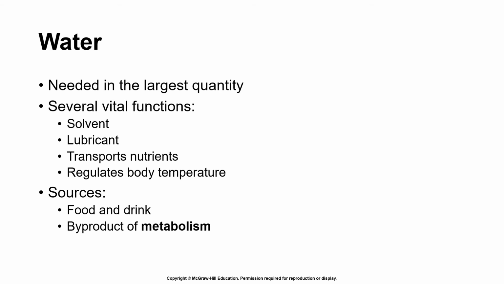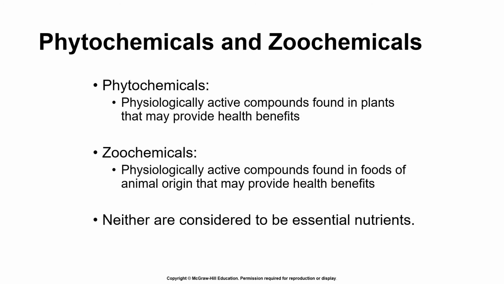And then last, but certainly not least, water. A nutrient that we need most urgently and in some rather large amounts. We get water from food and drink, but our bodies also do make a certain amount as a byproduct of the chemical reactions that your body normally does.